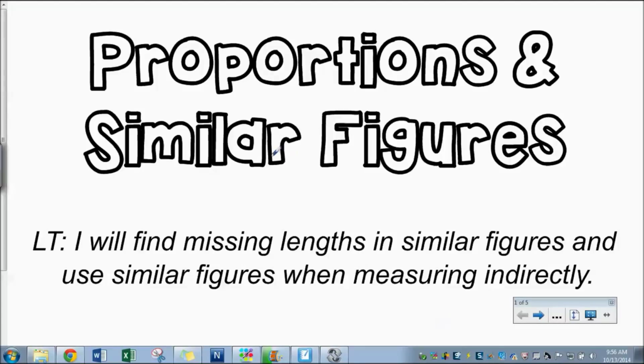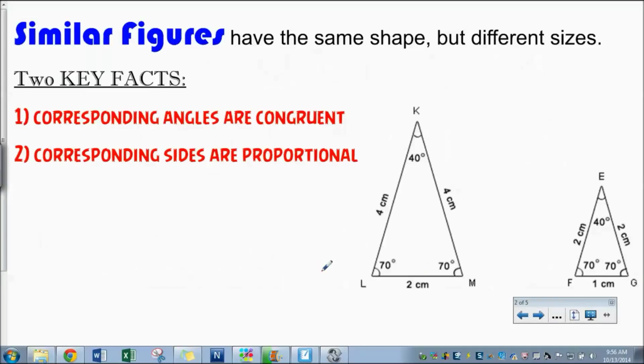Proportions in similar figures is an application of what you did yesterday of solving proportions. So the target is that I will find missing lengths in similar figures and use similar figures when measuring indirectly. Remember back to 7th grade vocabulary: similar figures have the same shape but different sizes, and there are two key facts about similar figures.